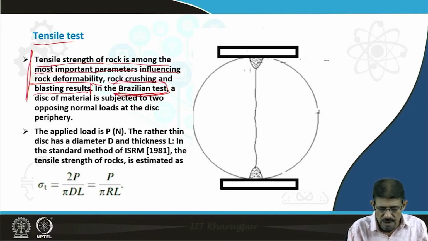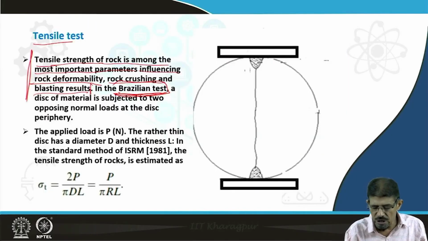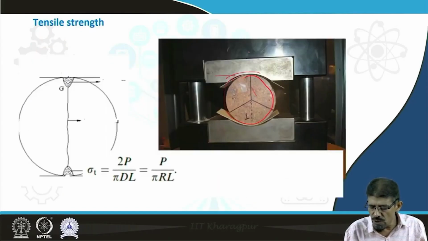In the Brazilian test, we are going to utilize a disc-shaped sample. You can see this type of disc-shaped sample, and we are going to load it under some loading system. Here you can see this loading system. We have one notch here. We are going to pressurize this, and this is going to direct some stress.